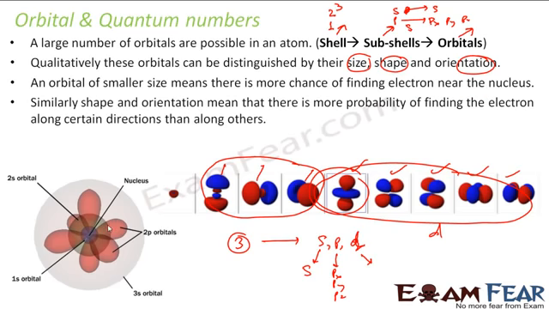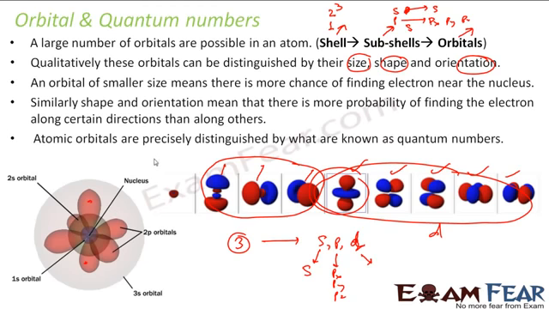Similarly, shape and orientation mean there is more probability of finding the electrons along a certain direction. That means if this is my p orbital, there is a high chance of finding electrons in this shape. But the shape doesn't actually exist in real, it's all about the probability. The probability of finding electron in this region is more, in this region is more, and in this region is more. It's all about the probability of finding an electron along a certain direction and certain space.